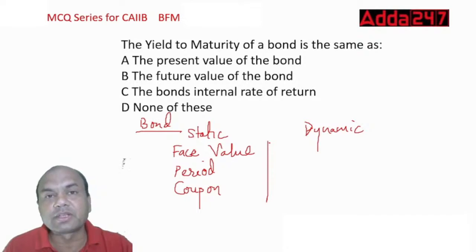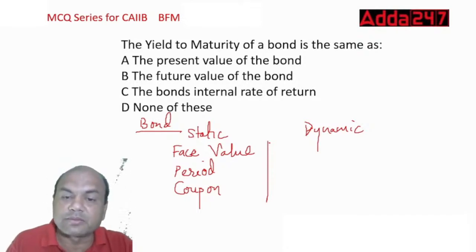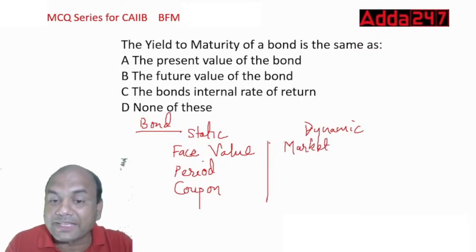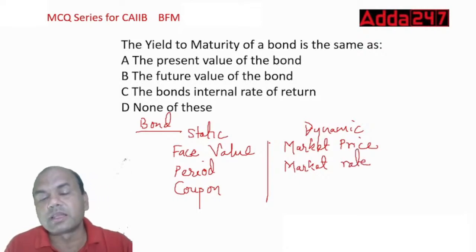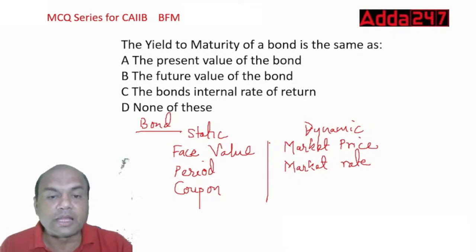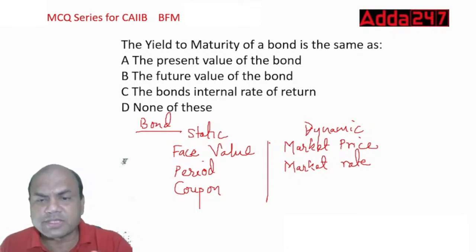Which are the dynamic ones then? Dynamic means first one is market price. Look at this, price of the bond. And second one is market rate. Both are market. So these two are dynamic. Now what do you mean by dynamic? Understand the term. Dynamic means both of them will change.